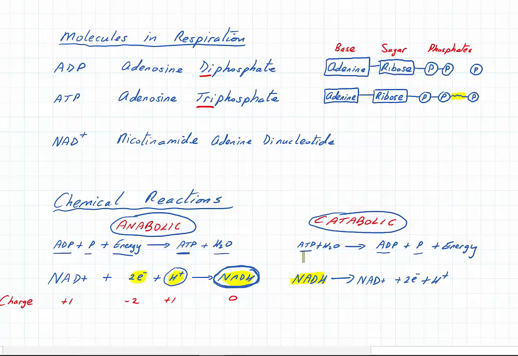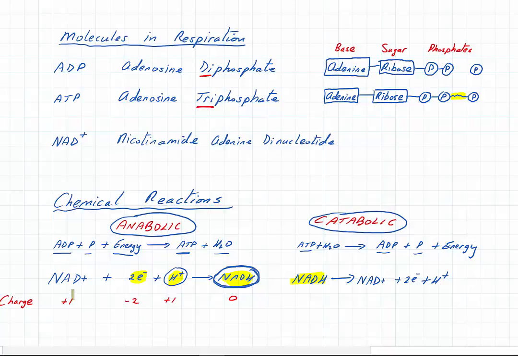Now the reverse happens as well. When the ATP arrives at its destination, wherever the energy is supposed to be released, it releases its energy in what's called a catabolic reaction, where it's breaking down into its constituents again, which are ADP and P. So that's the reverse reaction of the anabolic reaction over here.